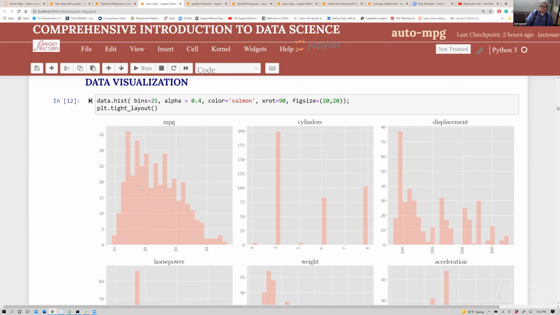We are looking at miles per gallon. Is this data symmetric? No, it is skewed, isn't it? And it is right skewed. So we need to worry about that.